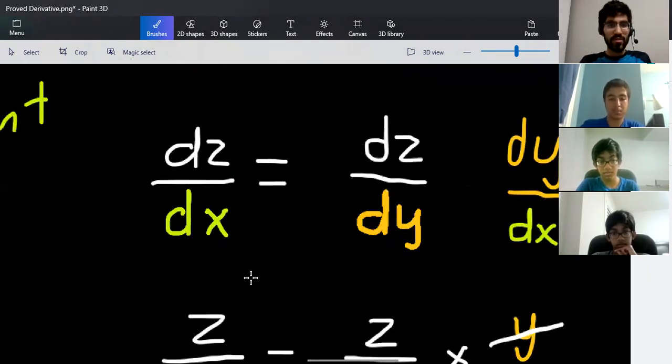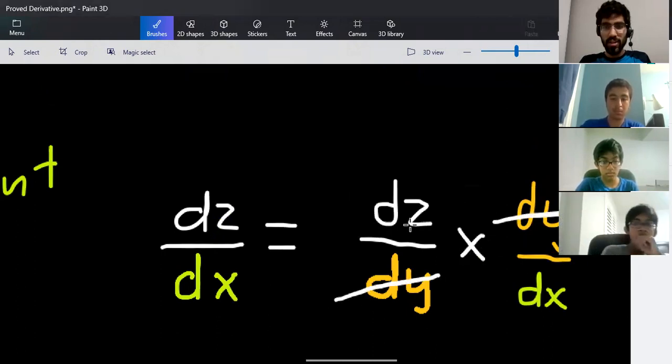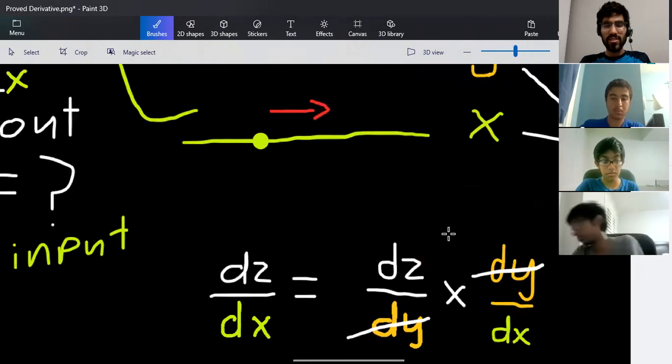Literally the same thing here. So if we want dz by dx, and we have this inconvenient y in the middle, we can just multiply these two things together and say dy cancels out. So we're left with dz by dx. And remember, that kind of makes sense, right?